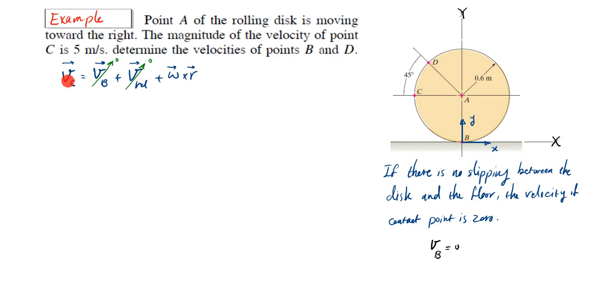Now I know what the magnitude of VC is, so let's just look at the magnitudes and not even bother looking at the vectors. I'm just going to make the magnitudes equal. So VC is equal to, I'll put it this way, R omega. And R is what? R is the distance, or the position vector for point C, in the local coordinate frame.